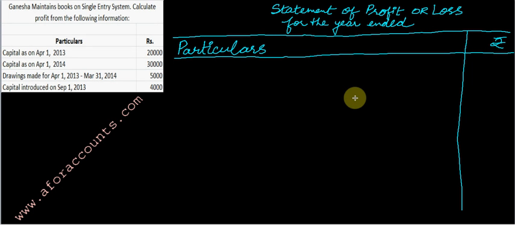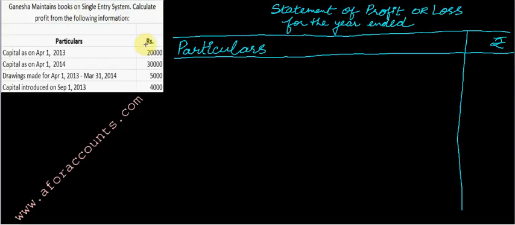Starting with the first question of your incomplete records. I hope that you have seen the slide 2 or 3 times at least for the introduction of incomplete records, and by now the formula is there in your mind. So I'll read the question. Ganesha maintains books on single entry system, means incomplete records. Calculate profit from the following information.